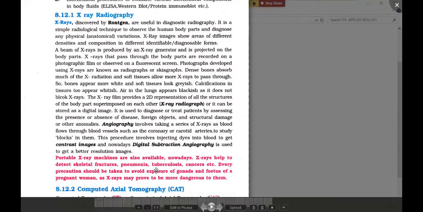Knowing X-ray radiography may not be helpful for much in NEET, but it is useful for the IP portion. Mostly X-ray, CT scan, MRI: from these we are going to get at least one question in the IP examination. That's why we took some time to explain this particular topic.